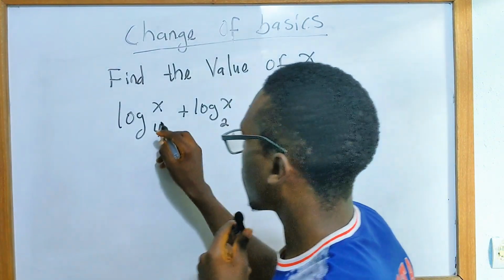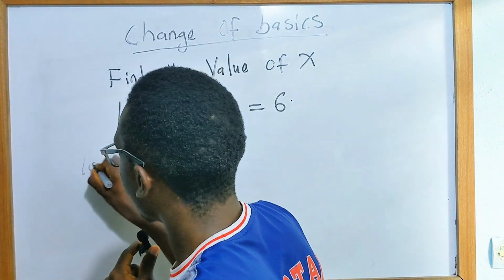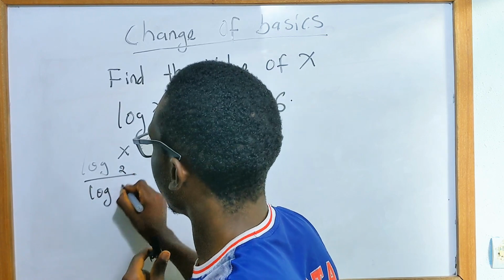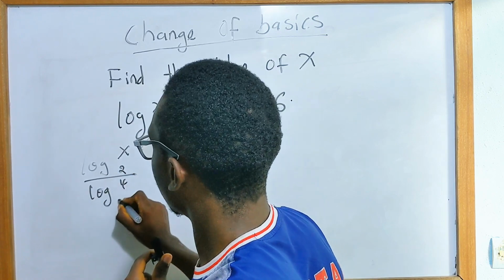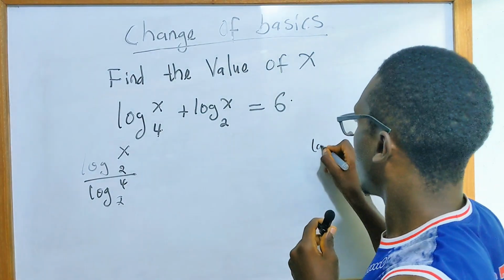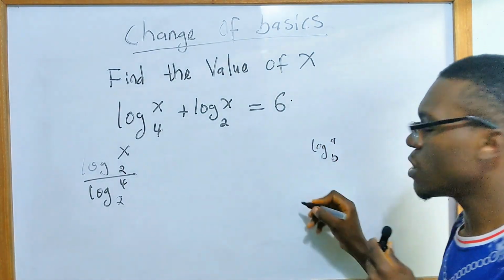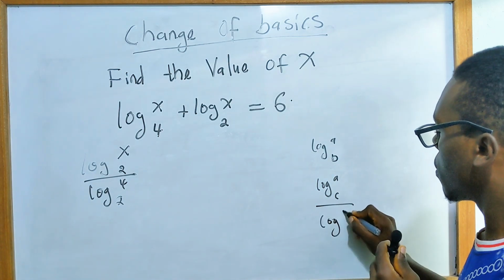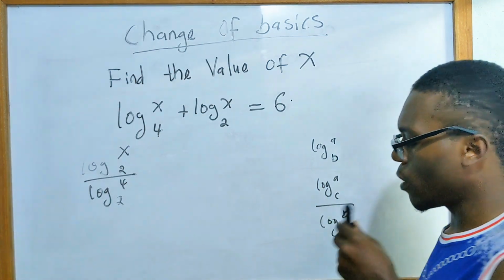Changing from base 4 to base 2, what are you going to do? That is log of x base 2 all over log of 4 base 2. That's how we change base. For example, you have log a base b. To change to base c, that will be log a base c all over log b base c. That's how it looks.